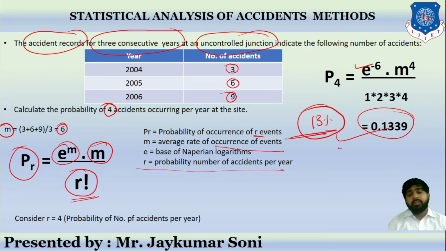Stay focused once again. What we have done is put the values in the given equation. We were given the number of accidents that took place during the consecutive years at the uncontrolled junction. The equation is P(r) equals e raised to minus m into m raised to r, divided by r factorial. So we put the value of m, put the value of r, and calculated the whole scenario. This is how it works.